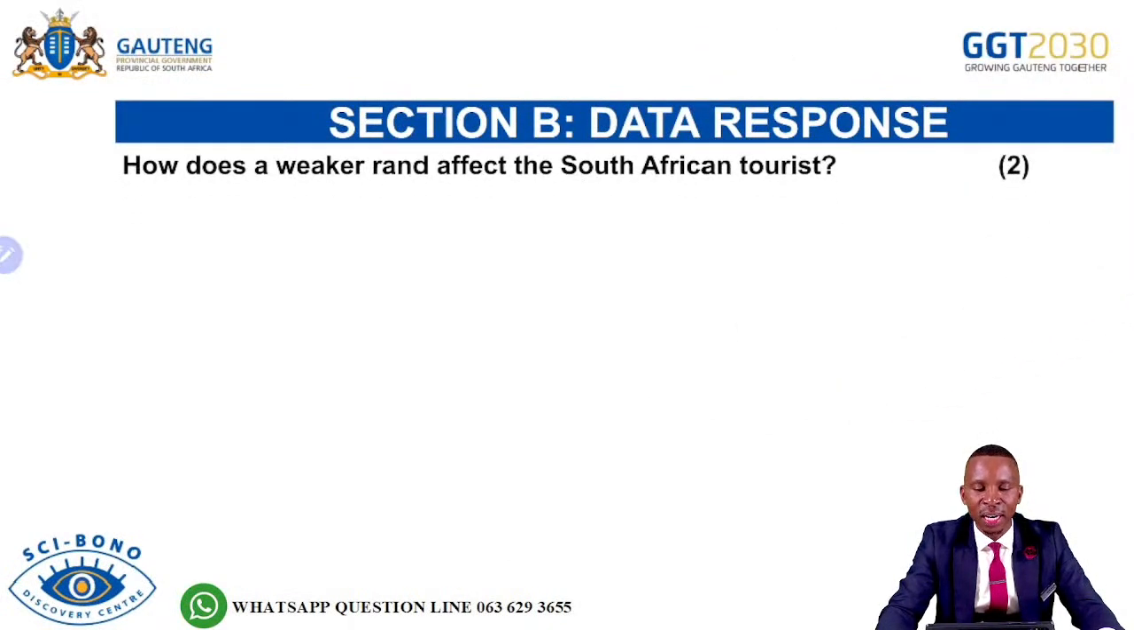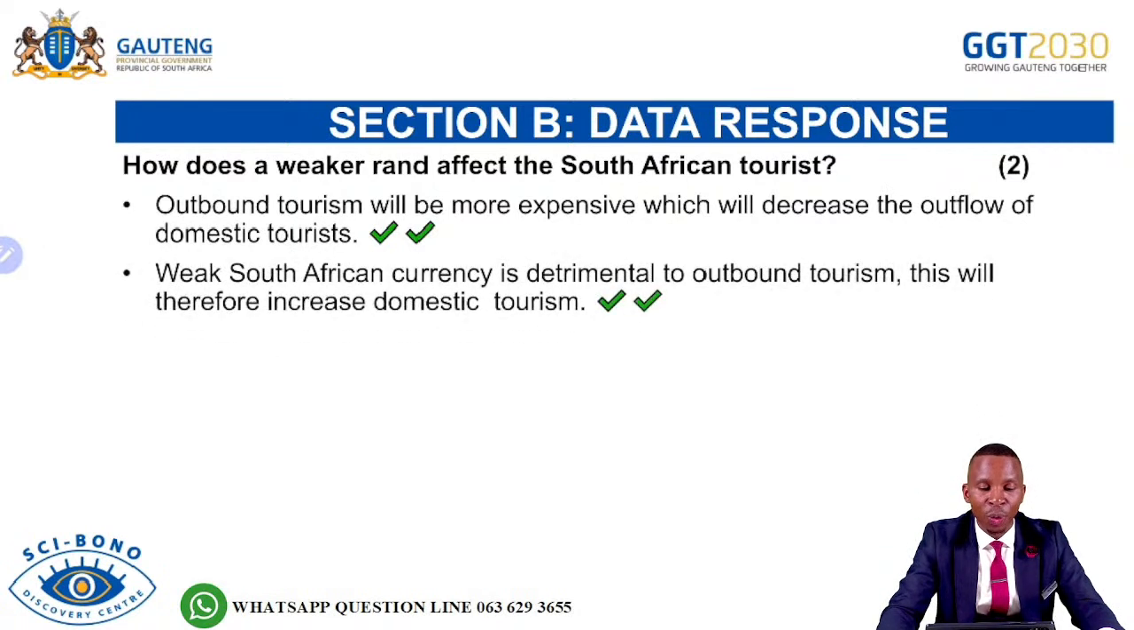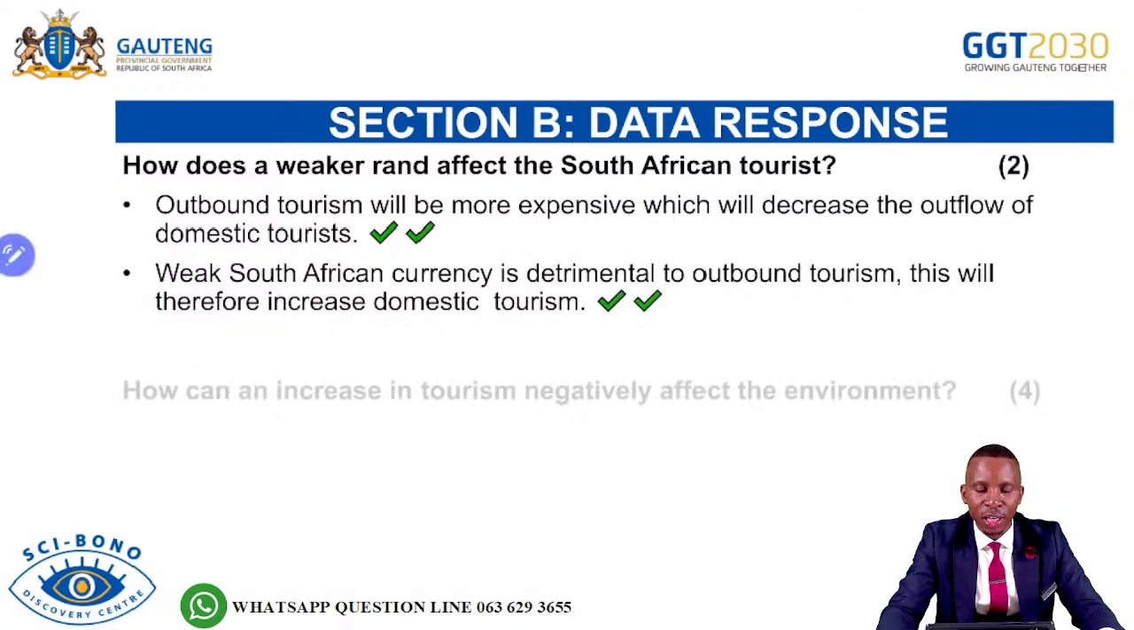How does a weak South African rand affect the South African tourist? Outbound tourism will be more expensive, which will decrease the outflow of domestic tourists. If our rand is very weak, we find foreign currencies being much more expensive, so we cannot easily tour foreign countries. While a weak South African rand is detrimental to outbound tourism, this will therefore increase domestic tourism.